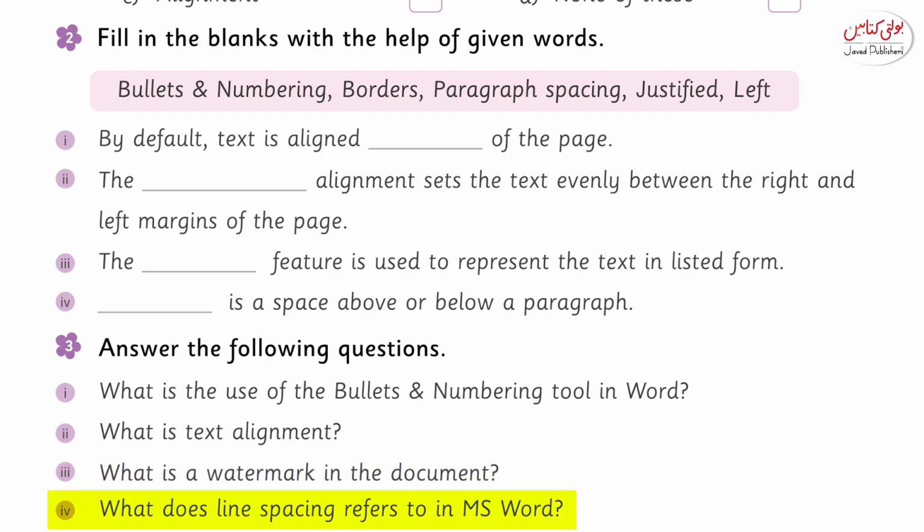What does line spacing refer to in MS Word? Line spacing is the vertical space between the lines of text in a paragraph.